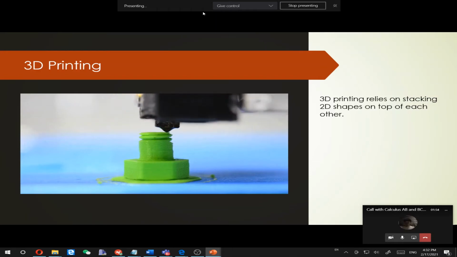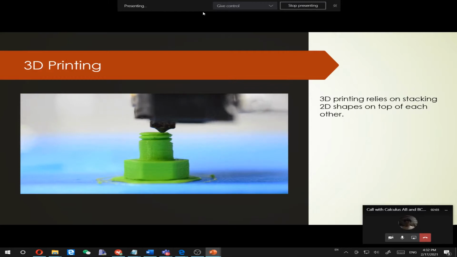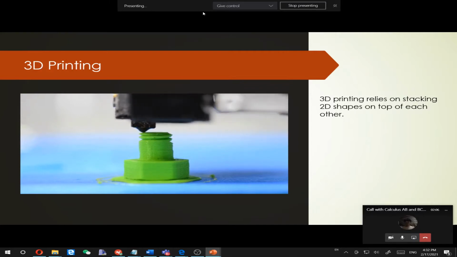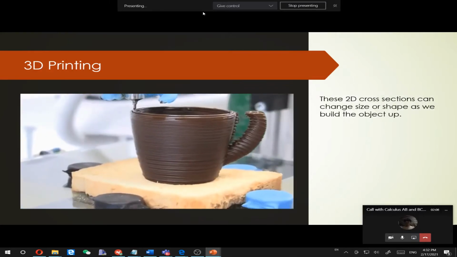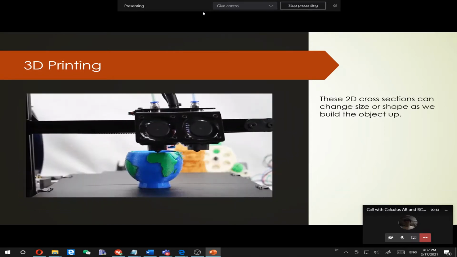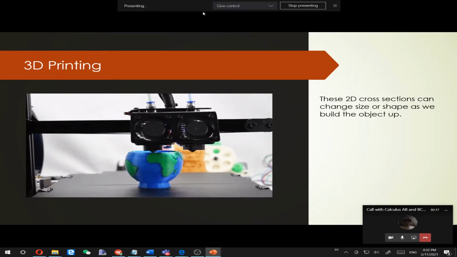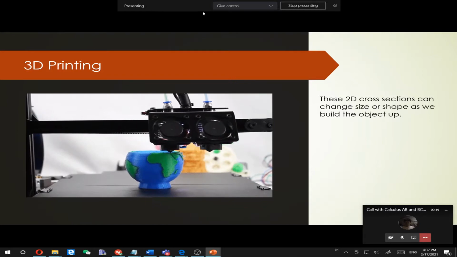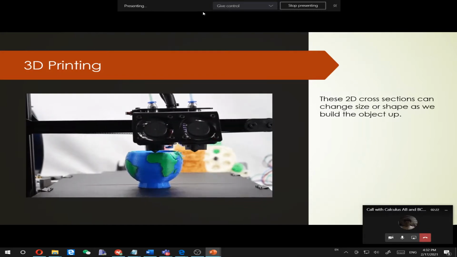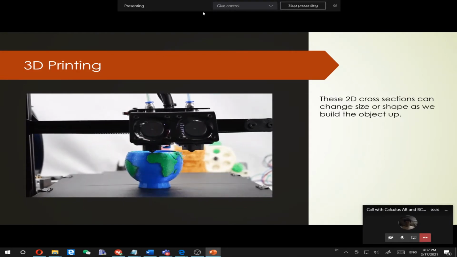Okay, so disk and shell method, it's again kind of useful in 3D printing. When we're 3D printing stuff, we kind of work in a 2D plane and work our way upwards. So if we're stacking a bunch of two-dimensional shapes on top of each other in order to create objects, whether that's plastic, or in this case chocolate, or anything else really, we can build whatever shape we want. If we cut another shape out of our two-dimensional cross-section, then we can create functions that are hollow, such as this object here.